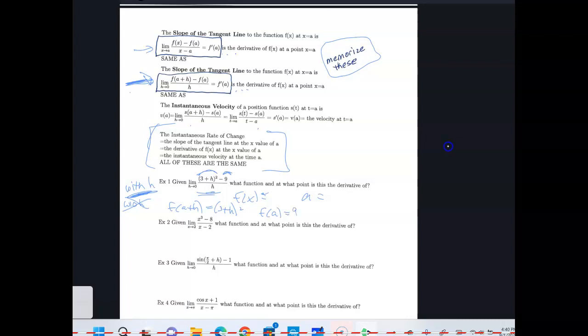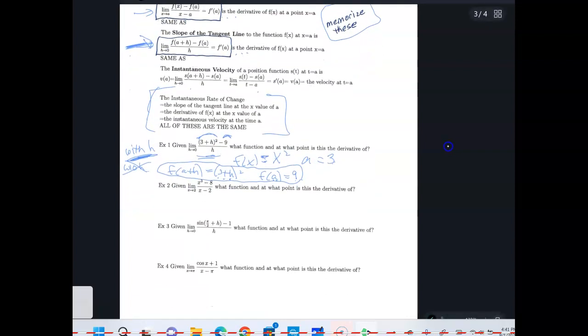What does a have to be and what does f of x have to be? Think about it. I'm thinking the function has to be x squared, and then a would have to be 3. So f of a plus h, put it in the function; f of a, put it in the function x squared, right? That works. Okay, let's try another one.